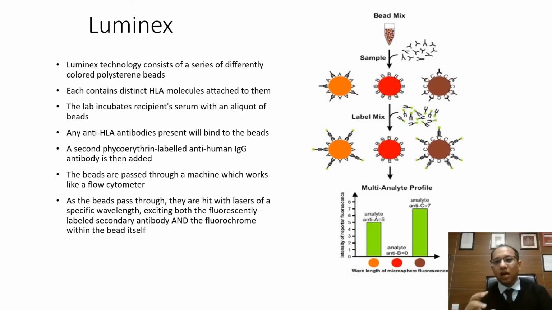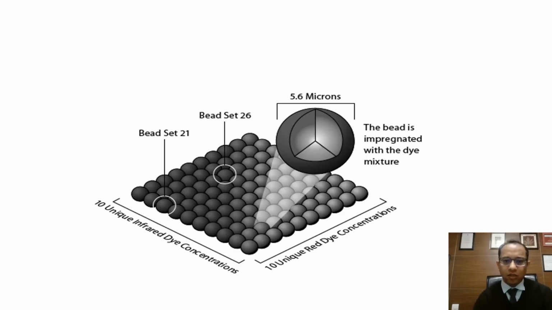And how you measure it is mean fluorescence intensity. So when you measure the MFI values, or mean fluorescence intensity, you can tell that the bead specific to this antigen is positive or negative. This is again a pictorial representation of the same. You can see there are different beads with different unique infrared dye concentrations. When you impregnate these beads with the dye mixture, you can demarcate one bead from another bead. They're all 5.6 micron in size, and all of them have a unique specificity.